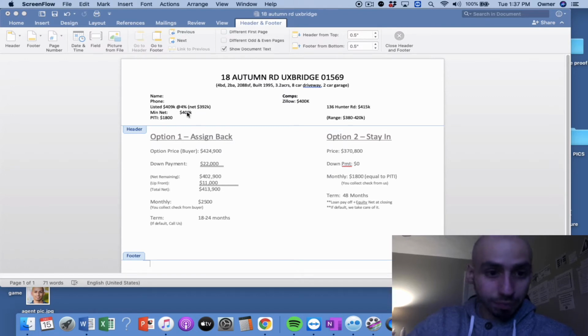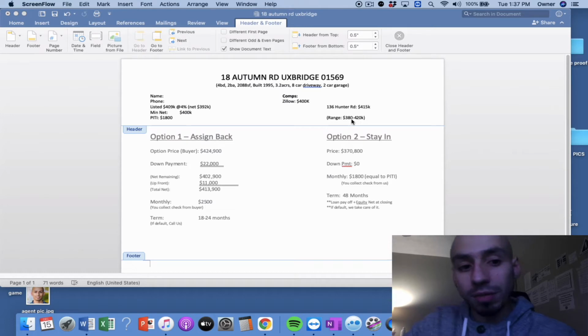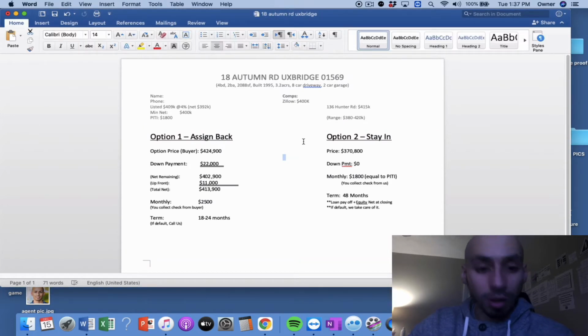Makes sense? I also got the PITI over the phone, and this is just going over. So basically the range is what I think it'll be worth and why it's justified that we can get them $400K with our market.